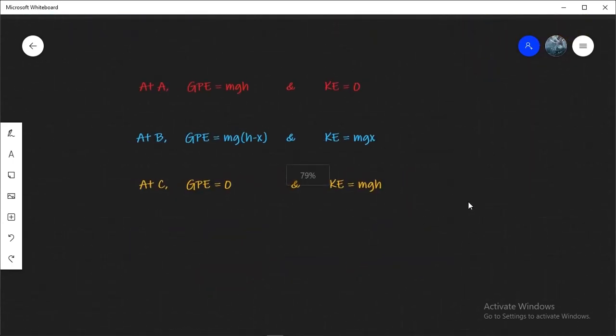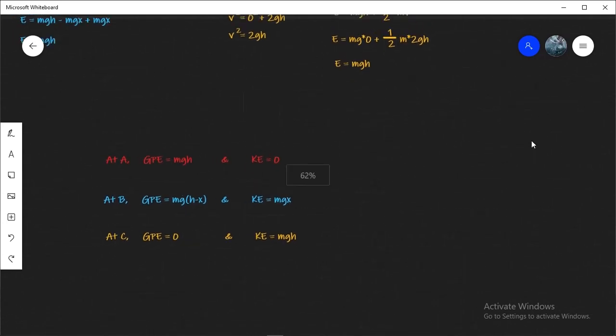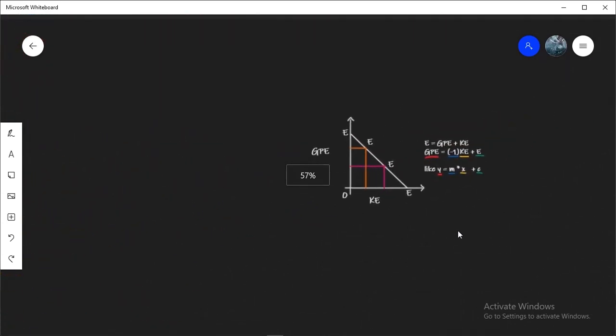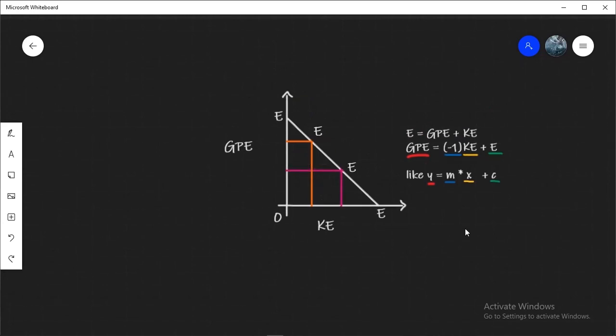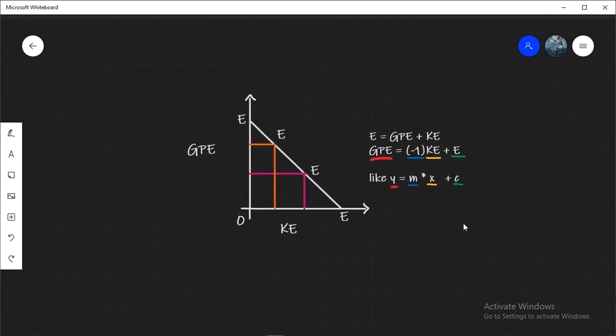Another way we can look at this would be by going back to the very equation we started with, the equation for the total mechanical energy equal to GPE plus KE, which we can rearrange to get GPE equal to minus 1 times KE plus E. This should resemble the equation for a straight line, y equals mx plus c, where GPE corresponds to y, minus 1 to m, KE to x, and E to c.